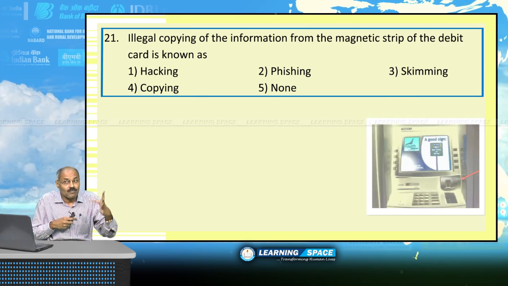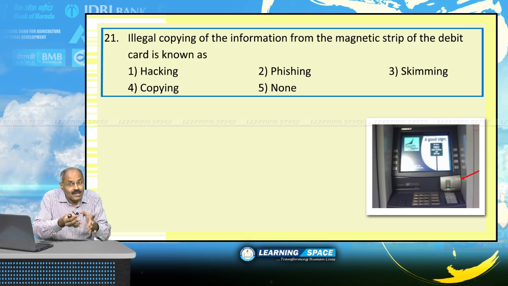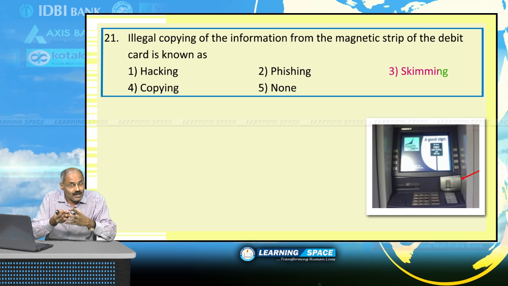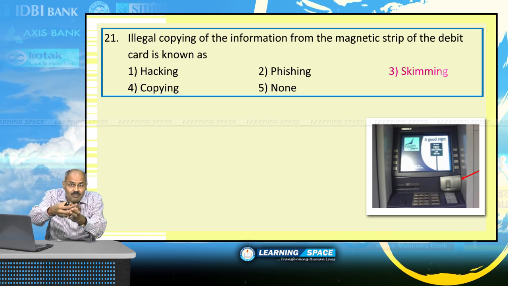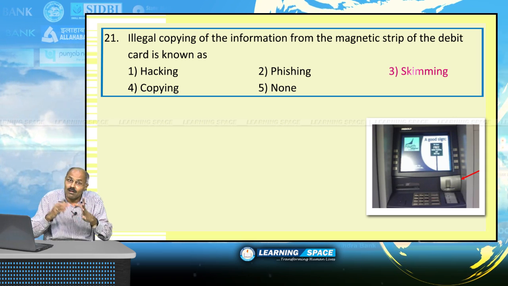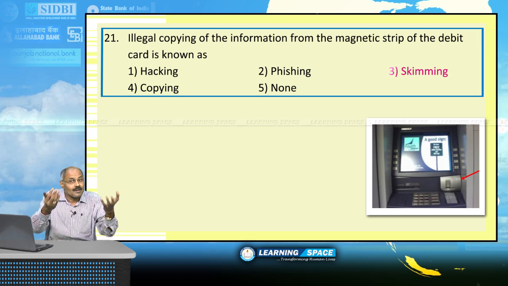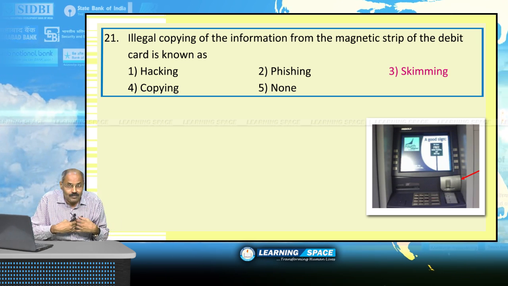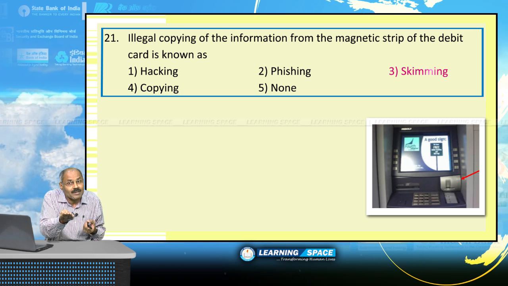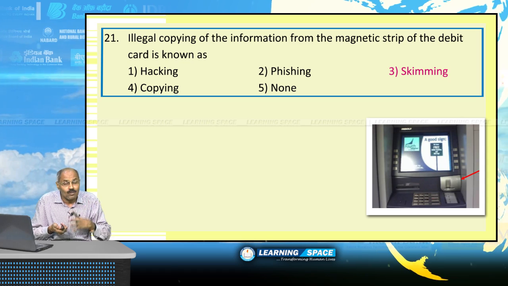Illegal copying of the information from the magnetic strip of the debit card. When you are inserting your debit card to withdraw money, that information can be copied. Copying that information is called skimming. Several frauds take place with not only skimming but also phishing. You will get a mail saying you have got a lottery of 10 crore rupees. Please send your email, your password, your username. Such things are common. That is known as phishing. But if someone copies the information of your debit card, that is known as skimming. Different types of frauds are taking place in the banking system. Please beware of those frauds.